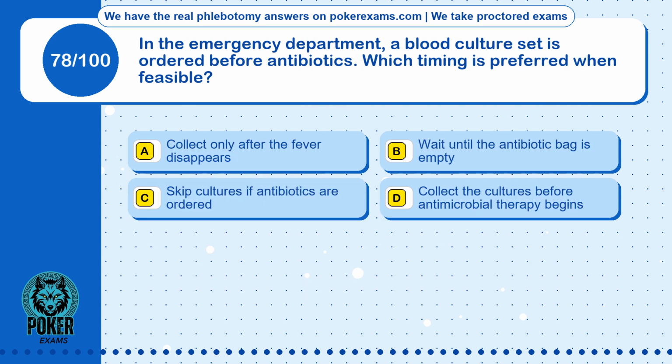Question 78. In the emergency department, a blood culture set is ordered before antibiotics. Which timing is preferred when feasible? Option A. Collect only after the fever disappears. Option B. Wait until the antibiotic bag is empty. Option C. Skip cultures if antibiotics are ordered. Option D. Collect the cultures before antimicrobial therapy begins.